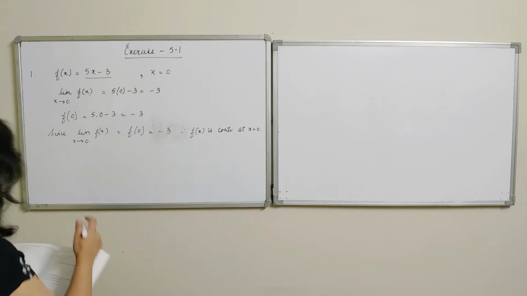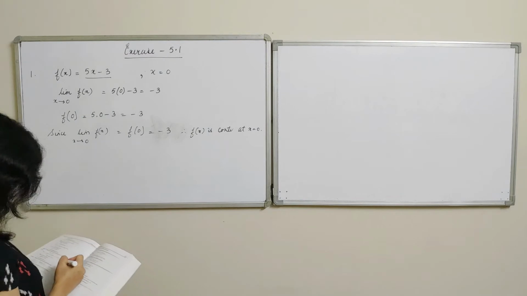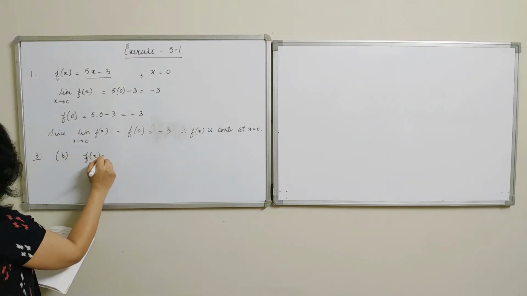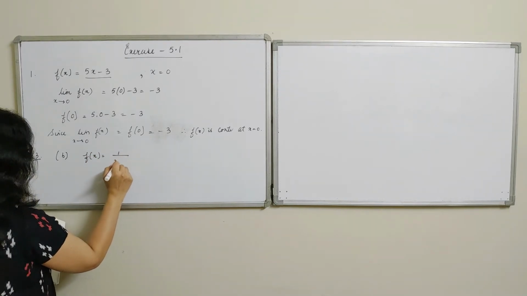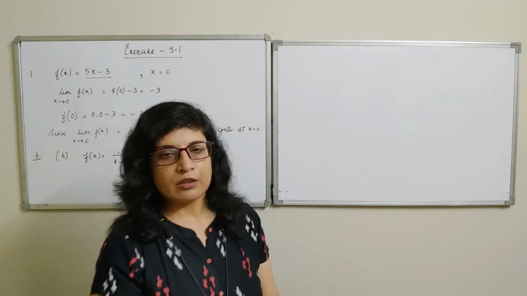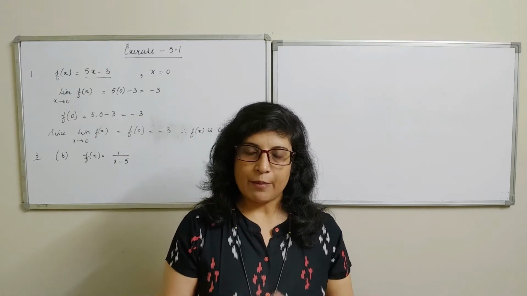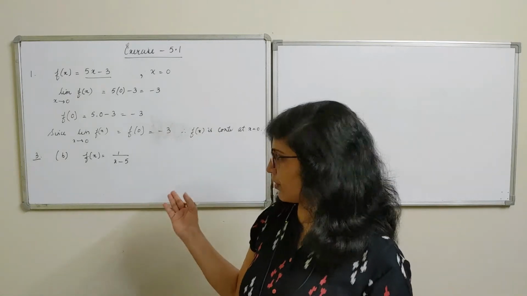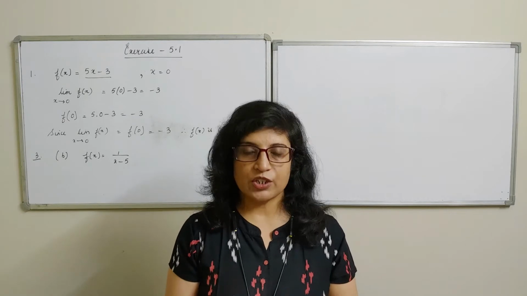Then let us try question number 3. Examine the continuity of the following functions. There is a function which is defined as f(x) equal to 1 upon x minus 5. For this question, you have to examine the continuity. So where exactly are you examining the continuity? To examine the continuity, you should first of all know the domain of the function. Now the domain of the function is not defined here. Moreover, the point at which the continuity is to be checked is not mentioned.